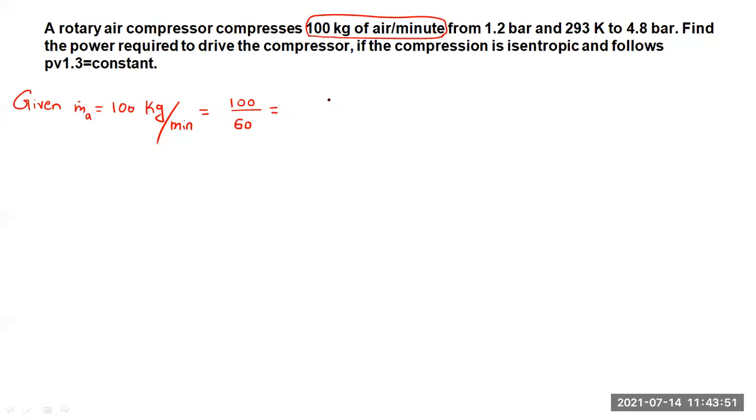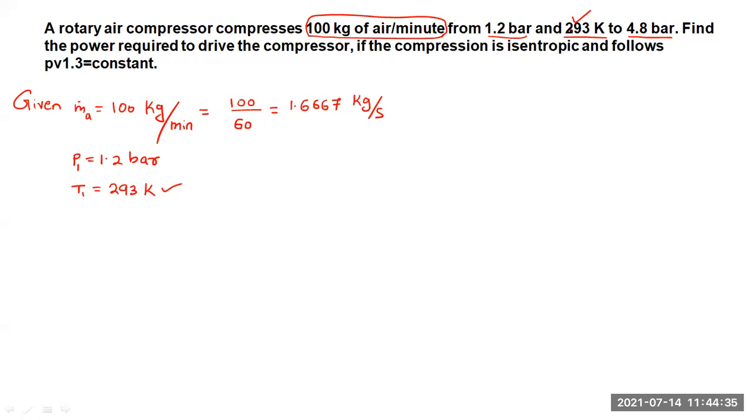So 100 by 60 is how much? 1.66667, so 1.667 kg per second. Next, from 1.2 bar and 293 Kelvin to 4.8 bar. 1.2 bar is P1, so P1 equal to 1.2 bar. What is this 293 Kelvin? This is T1, T1 equal to 293 Kelvin.